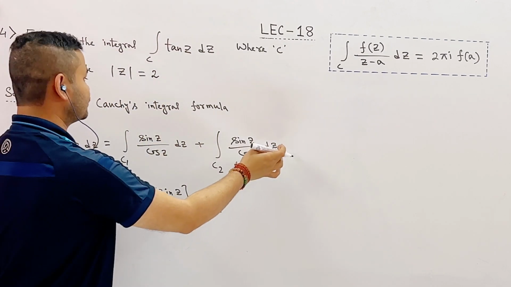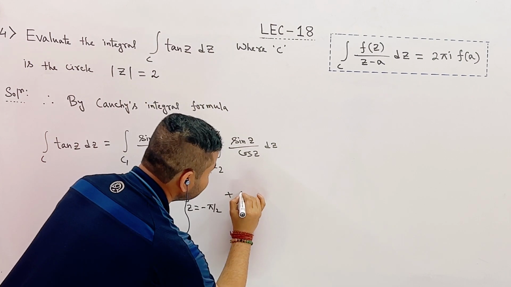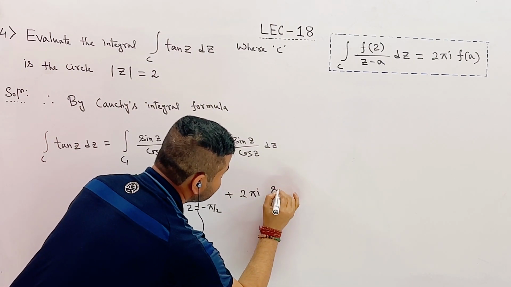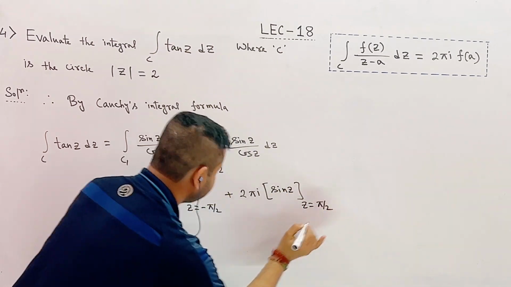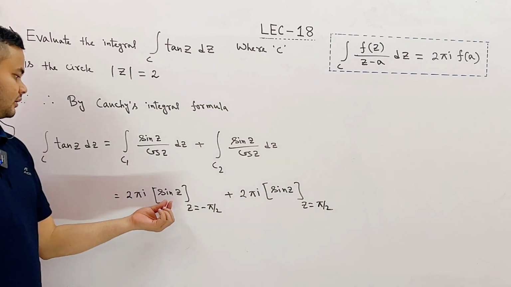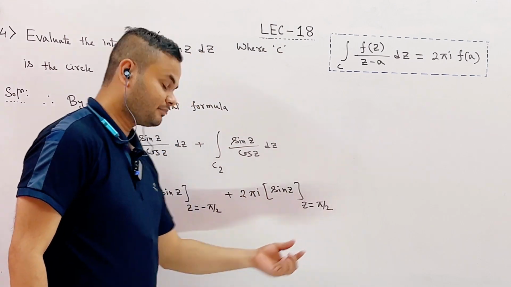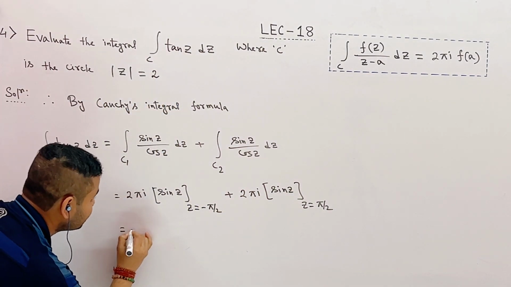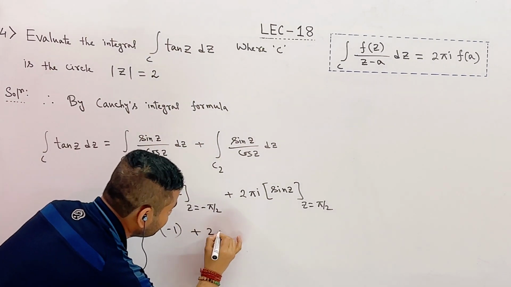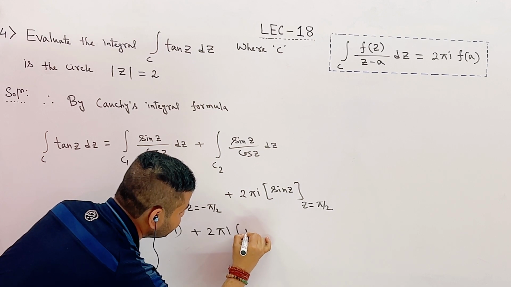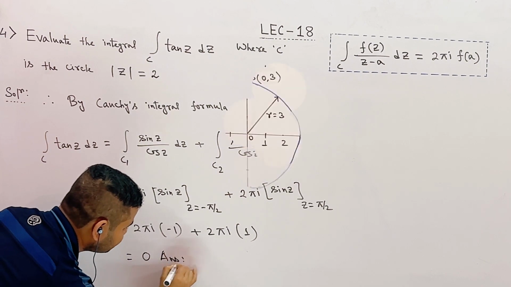Again, let us apply Cauchy's integral formula for this integral. So finally, we will get twice pi i sin z at z equal to pi by 2. We know sin minus pi by 2 value is minus 1 and sin pi by 2 value is plus 1. So we will get twice pi i into minus 1 plus twice pi i into plus 1. So after simplifying, we will get 0, which is the answer.